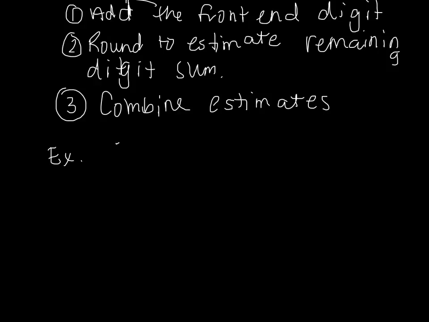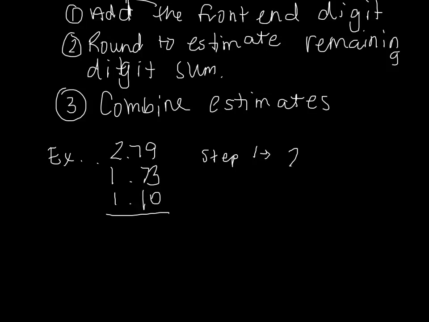If I need to add 2 and 79 hundredths, 1 and 73 hundredths, and 1 and 10 hundredths, what I'm first going to do is add the front end digits. So step 1, I am going to add 2. Where'd I get the 2? Right here. Plus 1.